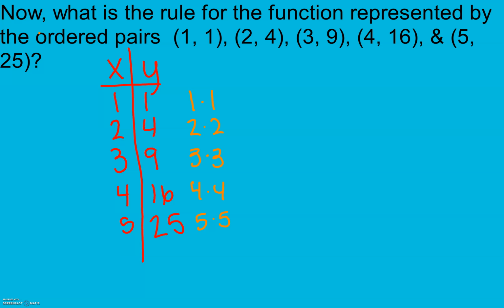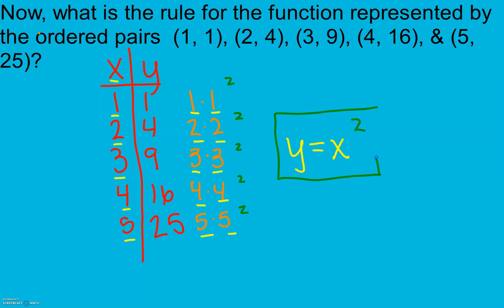It looks like my base matches my input value. So the part that changes every time here is my base, and that matches my x value. So my base is x. The part that stays the same every time is that I have two 1s, two 2s, two 3s, two 4s, two 5s. So it's squared. How many times they're being multiplied times each other, that's my exponent. And here it's always 2, so in my equation, I make it always 2.